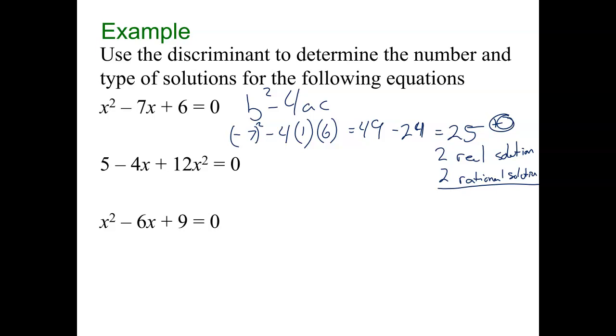Now, same thing. b squared minus 4ac. What's my value of b for the second one? What's my value of a? 12. Notice it's on the squared term. What's my value of c? 5. -4 times 12 times 5.